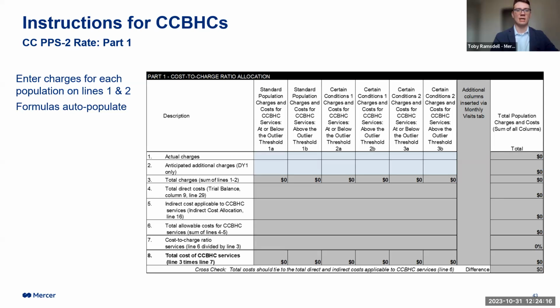Again, going back to the PPS math, the cost to charge ratio is used to allocate costs based on the charges between those populations, but we're assuming only a standard population. However, the standard population outlier charges should also be identified using a similar methodology that was used to identify outlier visits. So that's column 1B. And again, those outlier costs are a subset of all charges in that standard population. So part 1A.